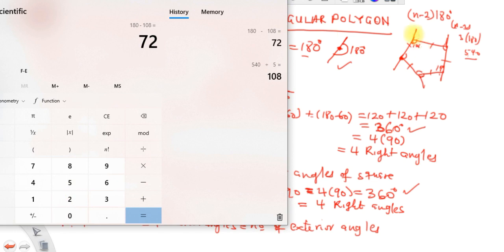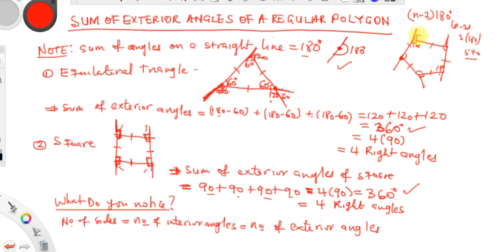Which means that this exterior angle is 72 degrees. All the exterior angles are also equal. This is 72, this is 72, and this is 72. So let us add all the exterior angles. Since the pentagon has 5 sides, we have 5 interior angles, and the same we have 5 exterior angles.